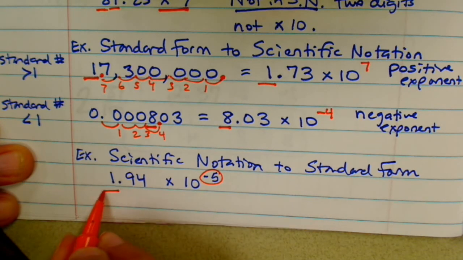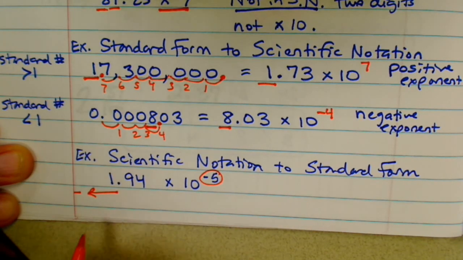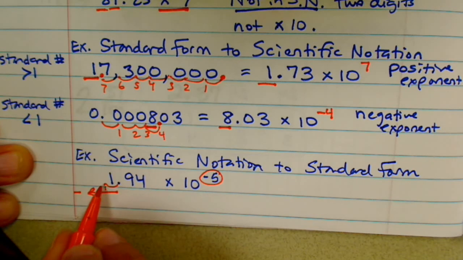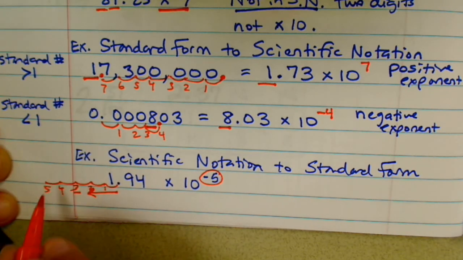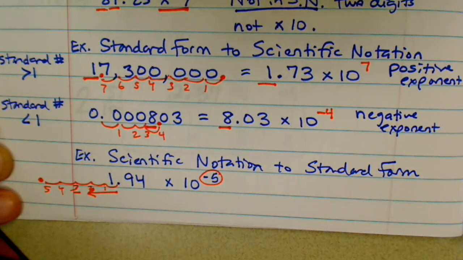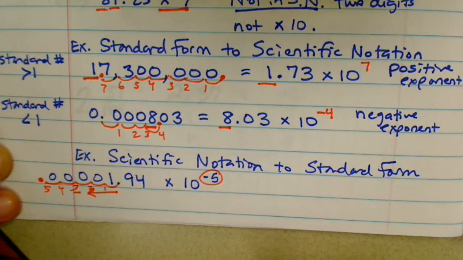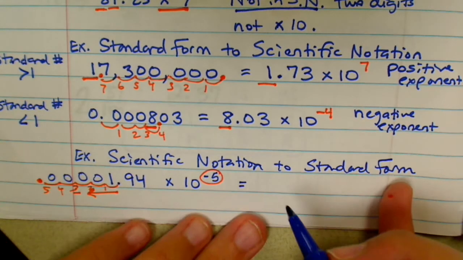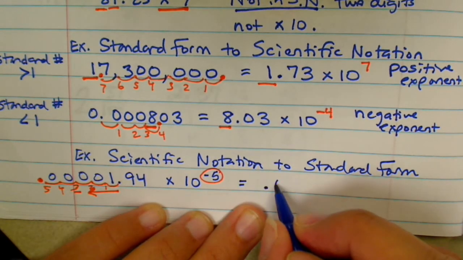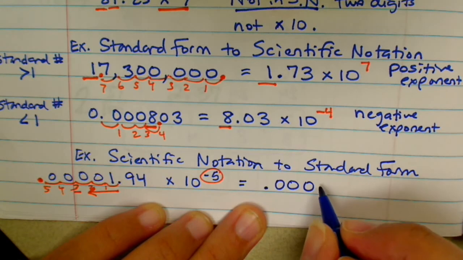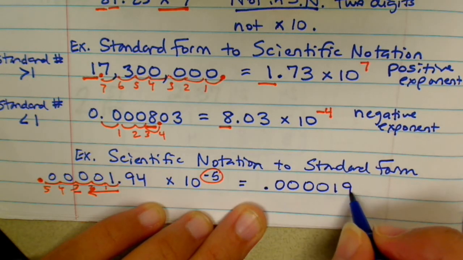So I need to go to the left where my negatives are. I need to move the decimal 1, 2, 3, 4, 5. So in those spaces, I'm going to go ahead and add zeros. 1, 2, 3, 4. So this number in standard form is going to be 0.000194.